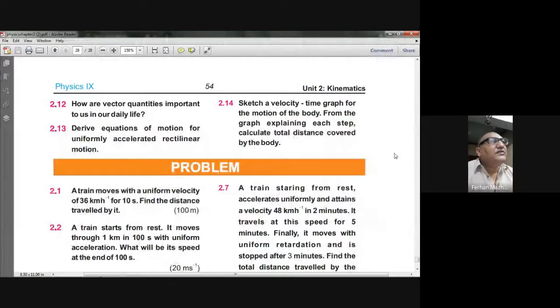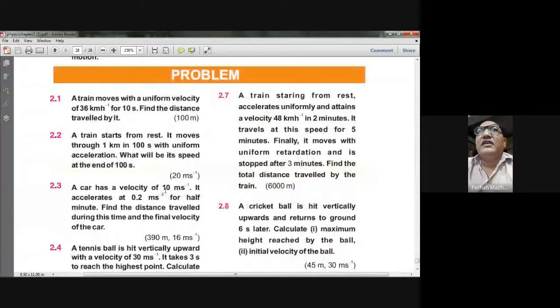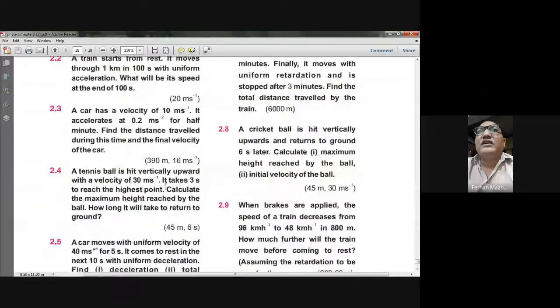Right now, I am with the 9 Matric class. The subject we are studying is physics. We are on the second chapter, Kinematics, and we are working on its numericals. We have already solved 2.1, 2.2, and 2.3, and today we will start working from question number 2.4.